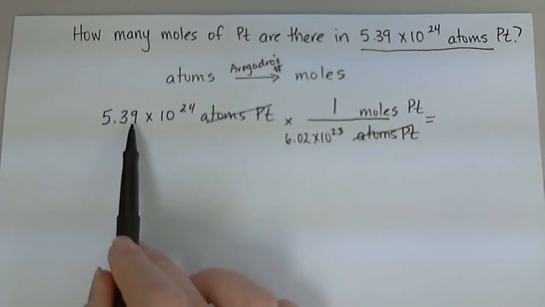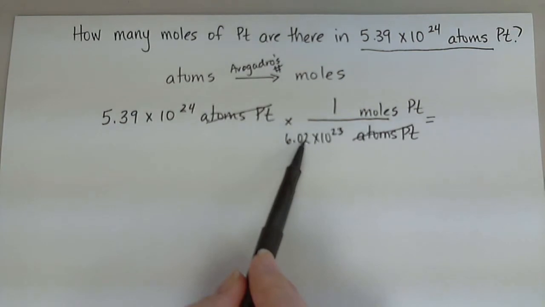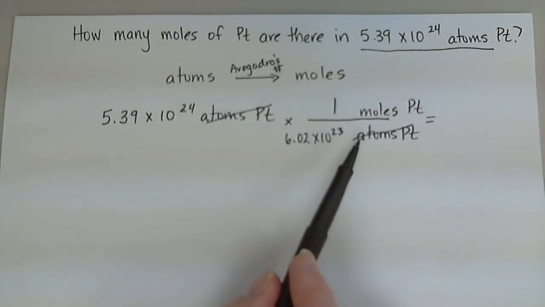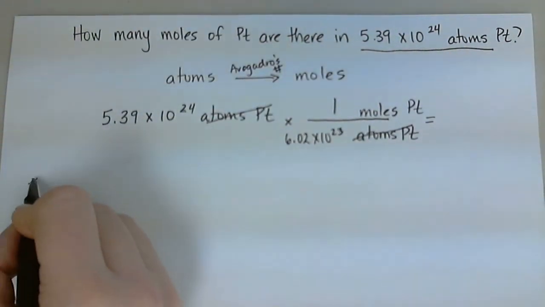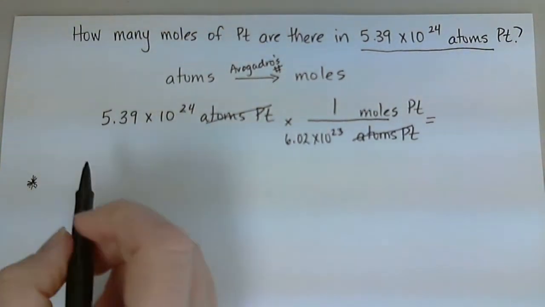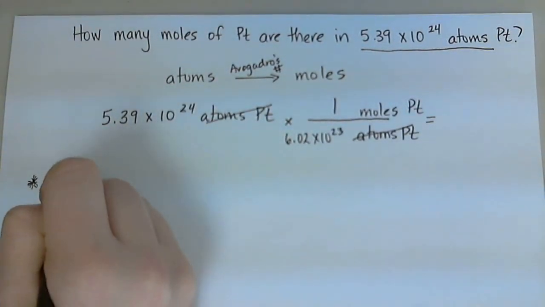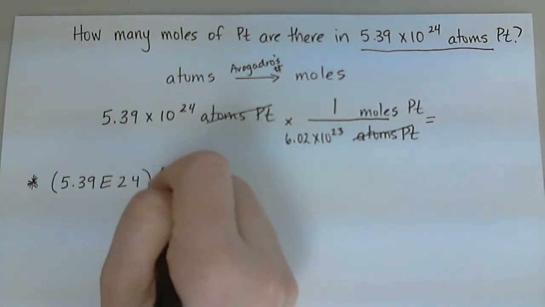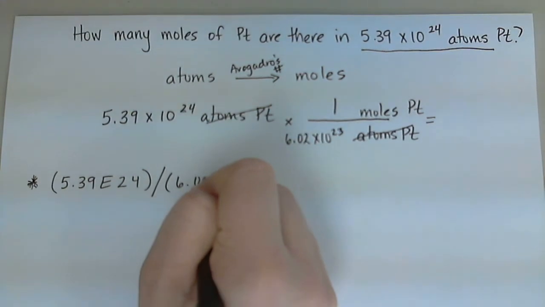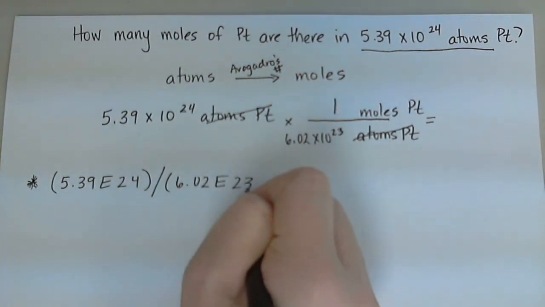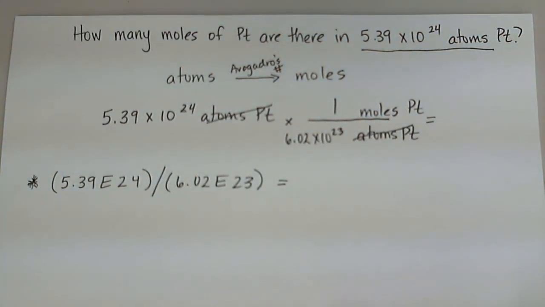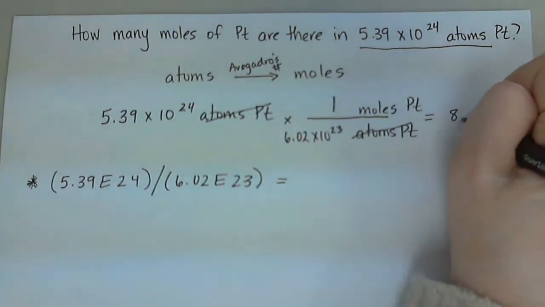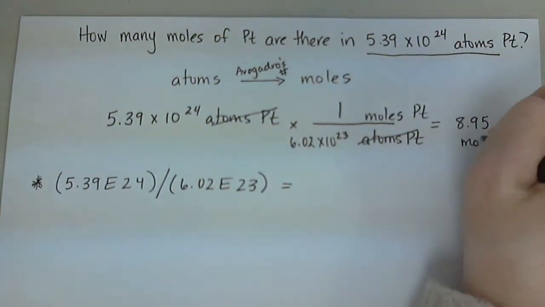Now, to do this math, we're going to need to enter it into our calculator, right? So we'll have 5.39 times 10 to the 24th divided by 6.02 times 10 to the 23rd. Again, for those of you using the graphing calculator, it should look like this once it's entered: 5.39 E24 divided by 6.02 E23. Your answer should be greater than 1 mole. When you do this out, hopefully you'll find that your answer comes out to be 8.95 moles of platinum.